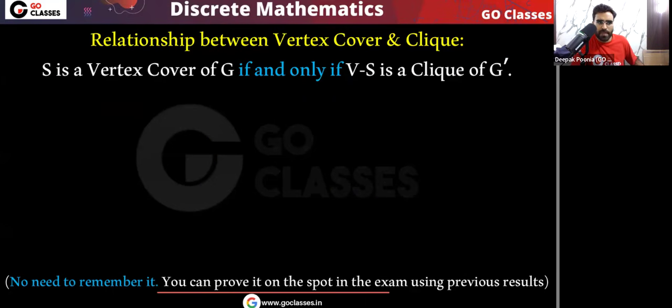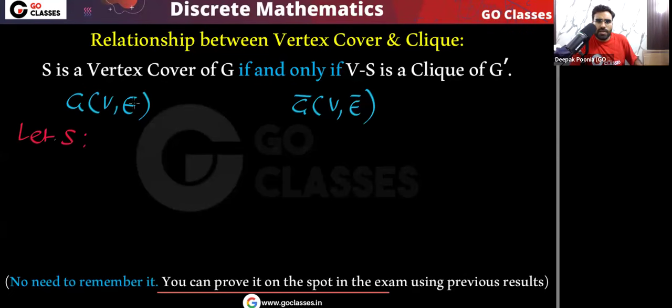This you already understood. Now you can see that this is the graph G with vertices V and edges E, and this is G complement with V and E complement. Now in this G, let's assume that S is a minimum vertex cover.